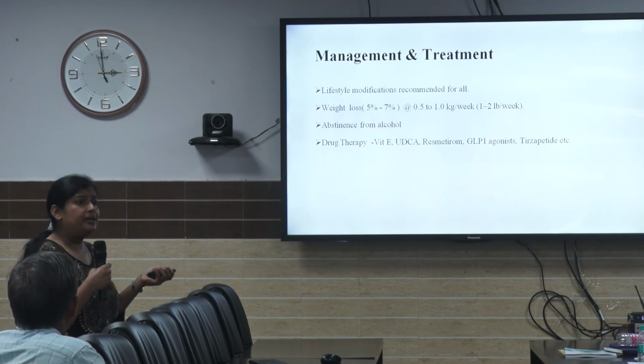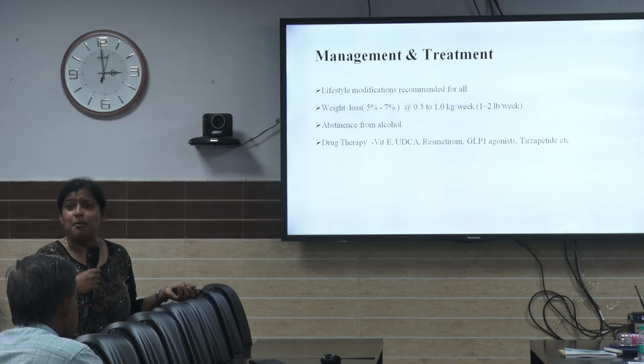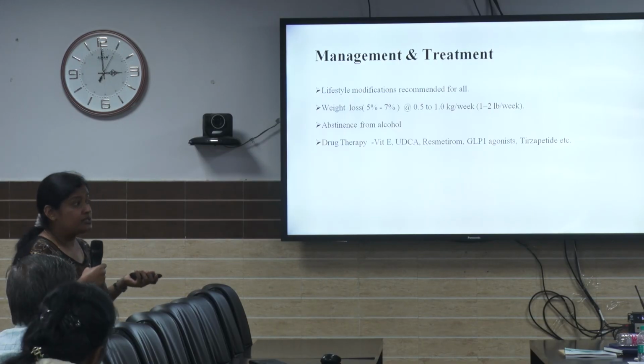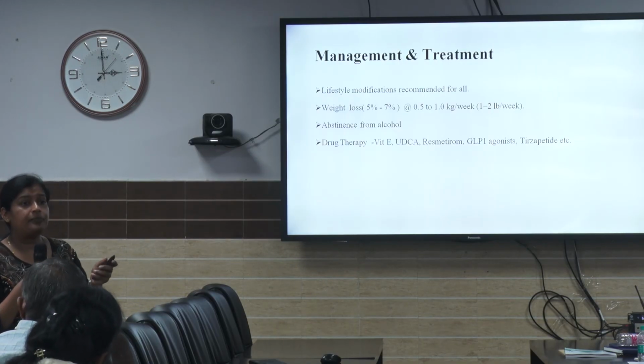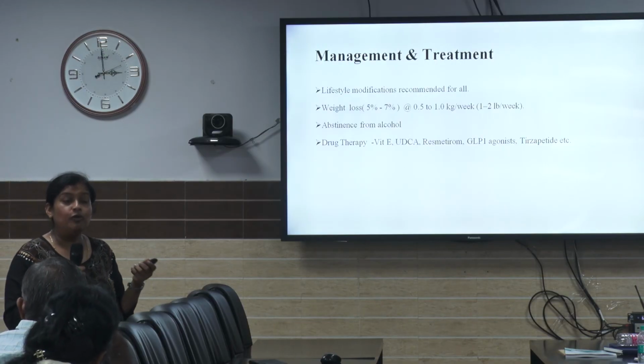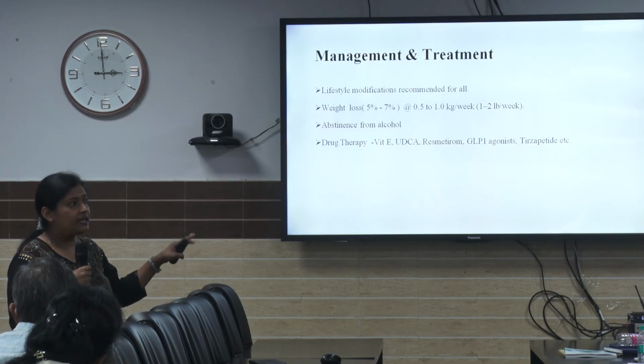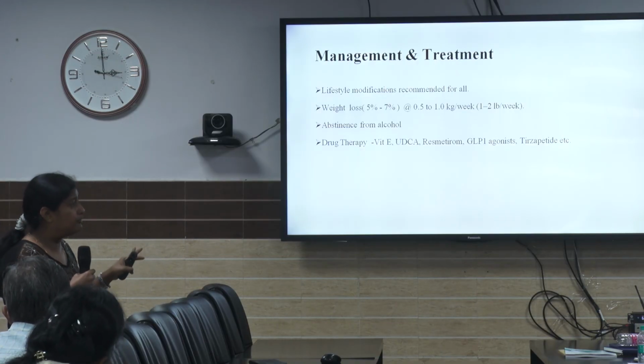Then what can be done? I'm saying lifestyle modification for a very long time, so it is going like a drab thing. But I'll tell what we mean by that. We want weight loss. How much? The moment you say weight loss, the patient's first question will be, how much should I lose? From baseline, you have to lose 5 to 7%.